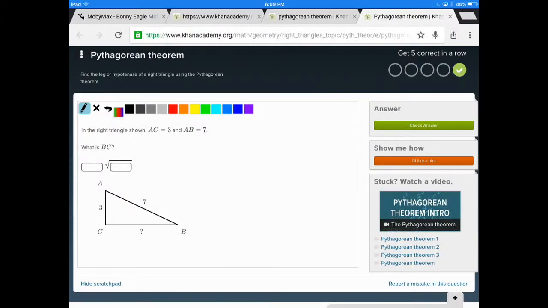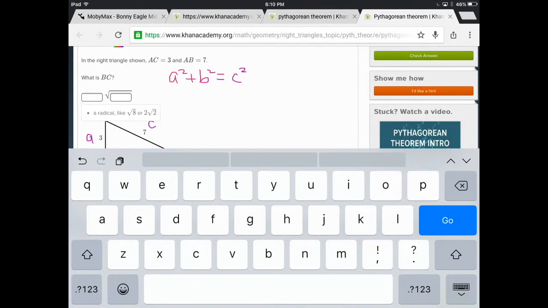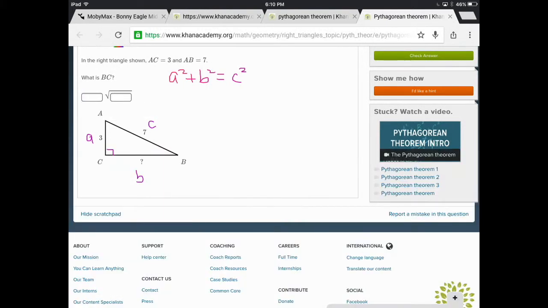This is the Pythagorean theorem. And just to remind ourselves what the Pythagorean theorem is, we've got a squared plus b squared equals c squared. And that is given a right angle triangle where the legs are a and b respectively, and the hypotenuse is c.